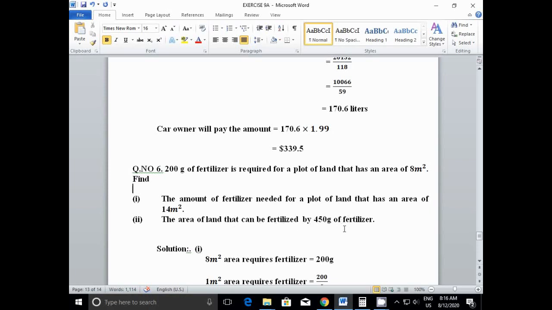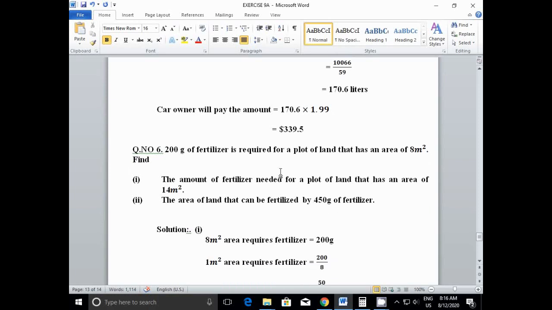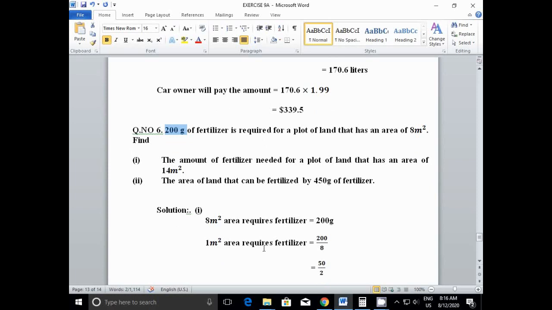Now you see in the question we have given some data, and that is 200 gram of fertilizer is required for 8 meter square area. Now we will find the amount of fertilizer required for 14 meter square area. So we will start from this data given in the question, and that is 8 meter square area requires fertilizer. We have given 200 grams. Now let's find the 1 meter square area requires fertilizer. Now this can be calculated if we divide 200 by 8.